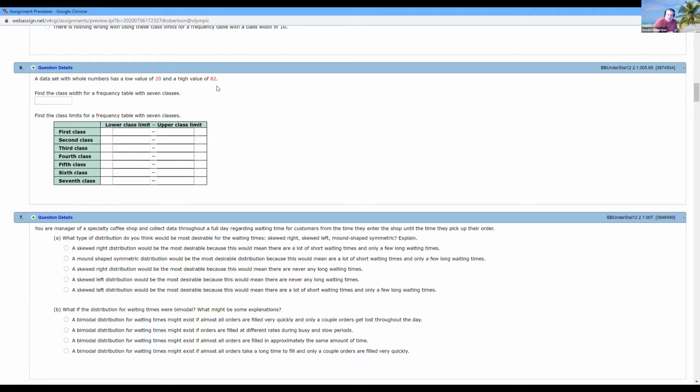Agreed? And if you take 62 and divide it by 7, you get about 8.8, 8.9. So how do you think I'm going to group this one? What do you think 8.9 would turn into as a nice bin size, as they call it, a class width? Bin of 10. Yeah. Now, since the first group has a low value of 20, can you imagine that I would start at 20 and finish at 30?